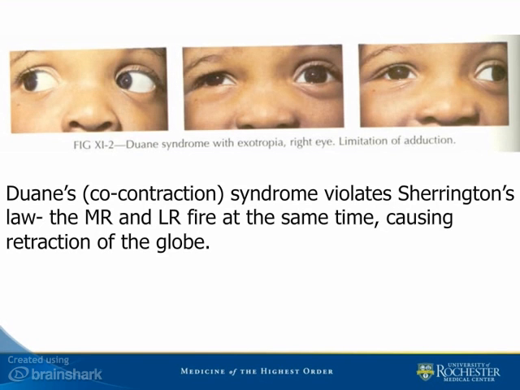An interesting way to think about Sherrington's law is to think about the things that violate Sherrington's law. So Duane's co-contraction syndrome violates Sherrington's law. In this situation, the medial rectus and lateral rectus fire at the same time, both causing contraction and increased innervation, and causing retraction of the globe.